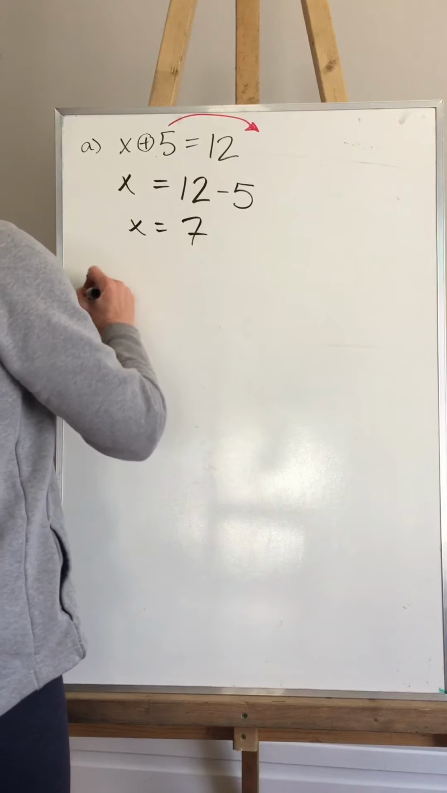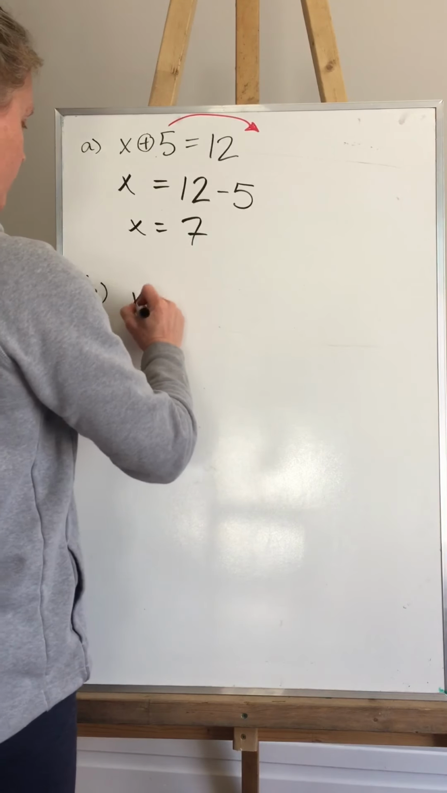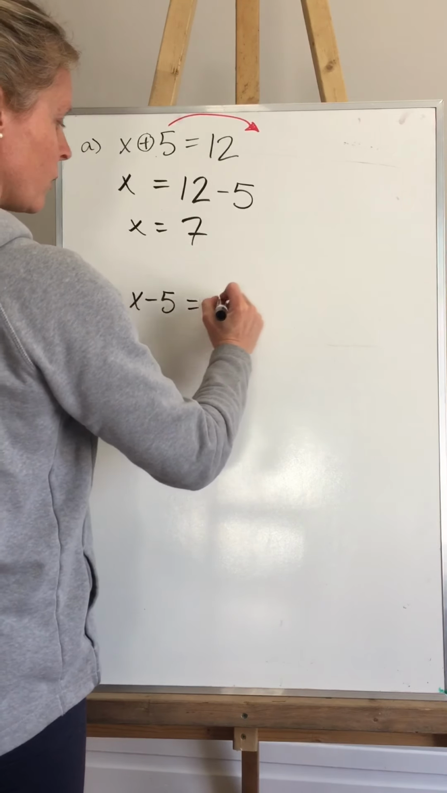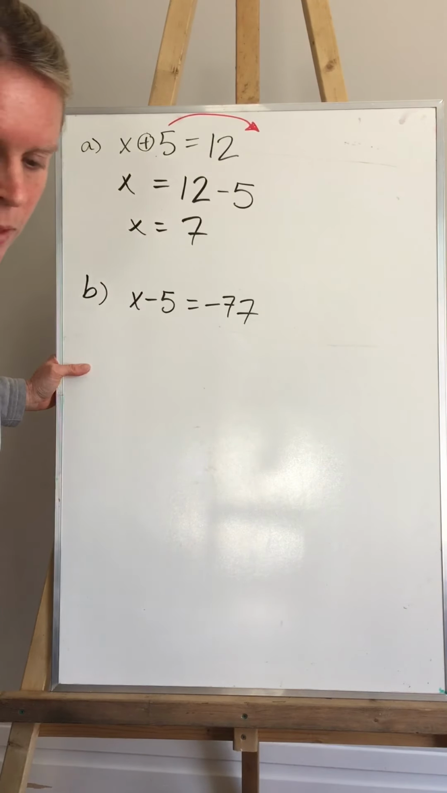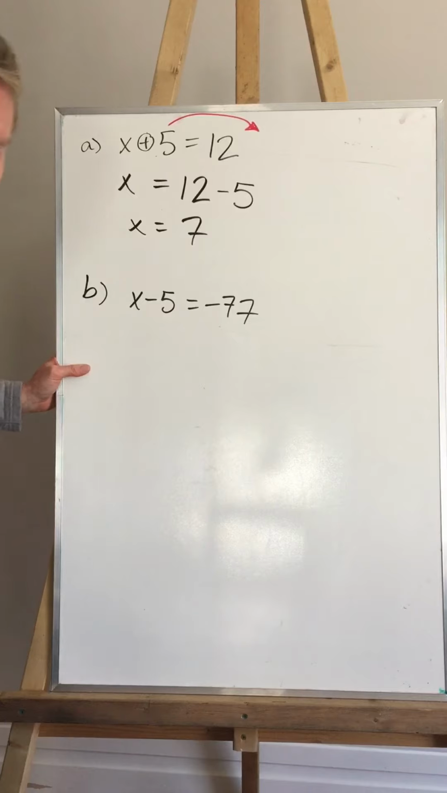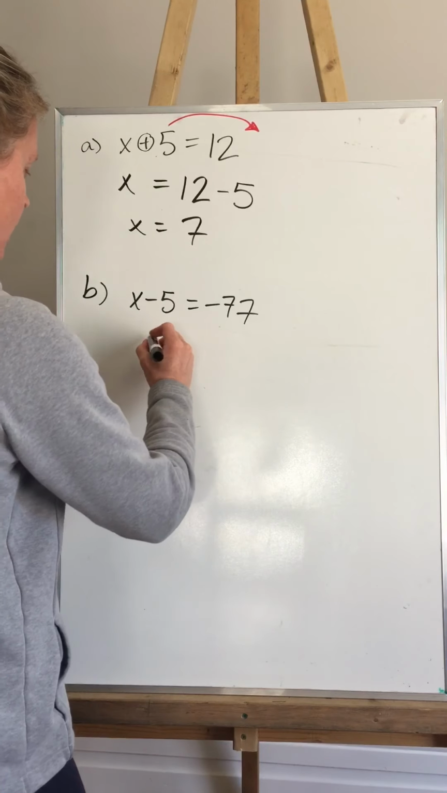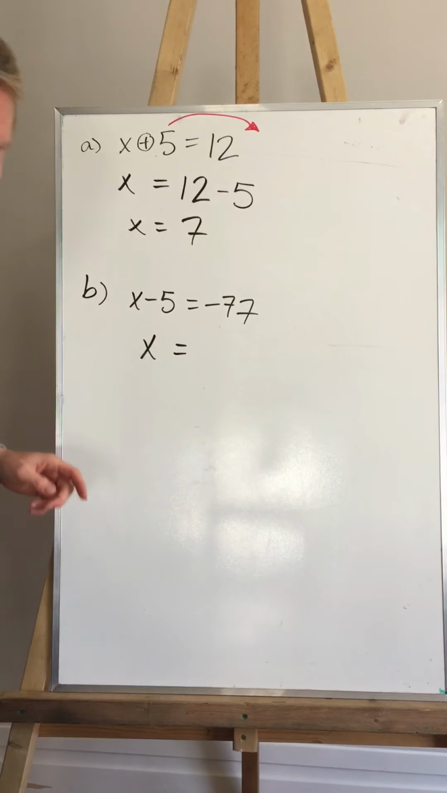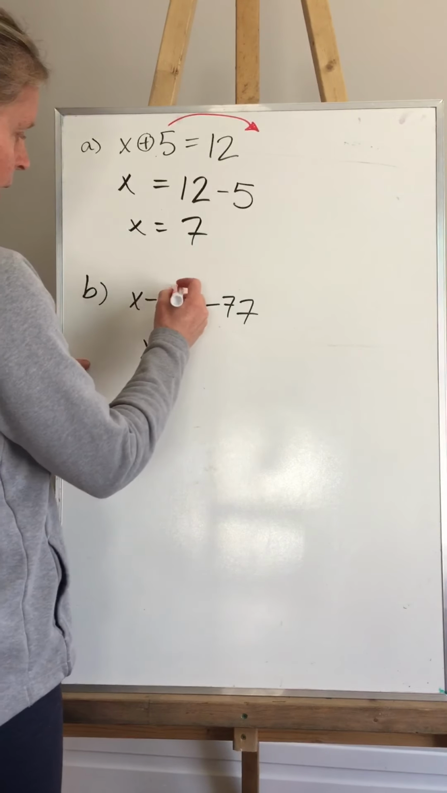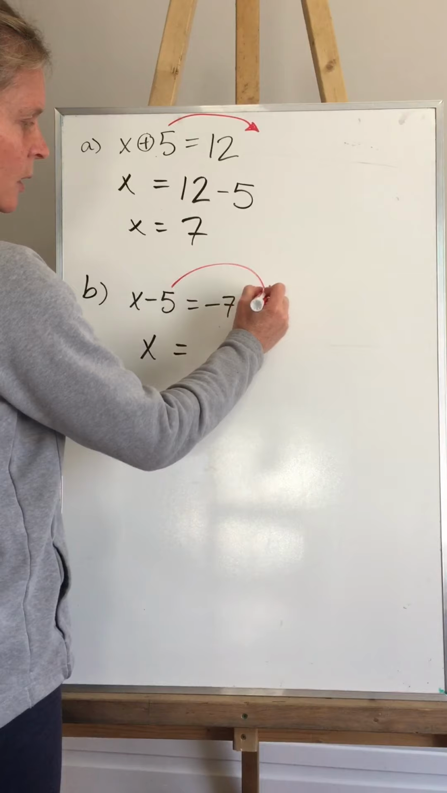Okay, let's do another example. x minus 5 equals negative 77. Okay, so again, we want the x isolated. We want it on the side on its own, so we can say x equals something. Okay, so that means that this number, 5, needs to move over to the other side.